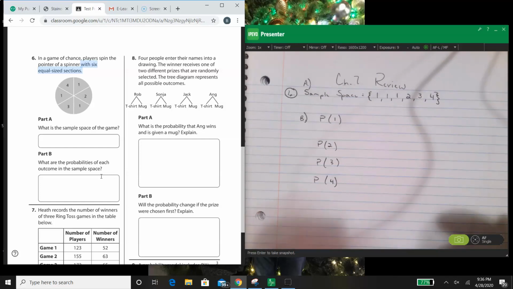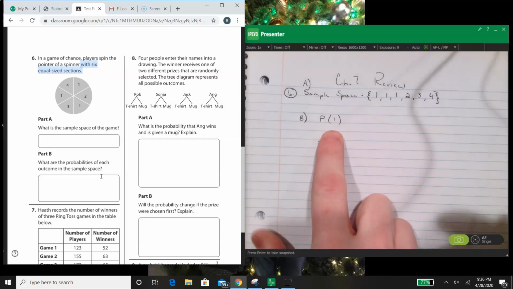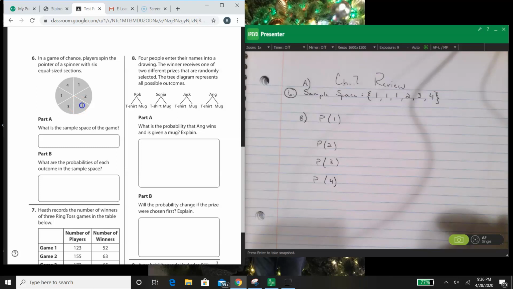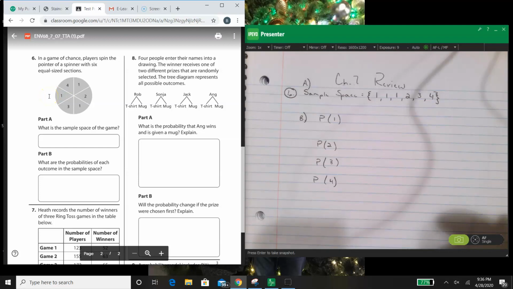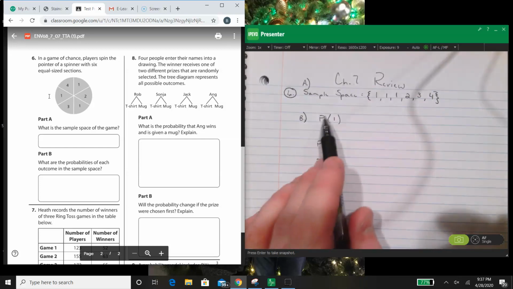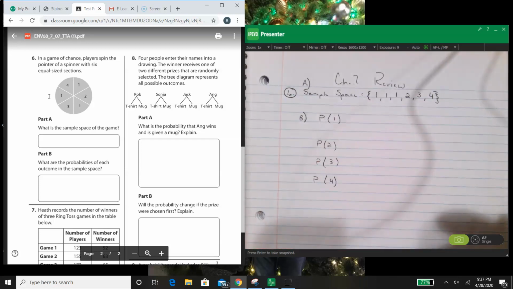The difference is, if I want the probability for a 1, it doesn't matter which one I spin on. I could spin on this top one, the bottom one, or even the one on the left-hand side. As long as I spin on a 1, I have fulfilled that probability. So in sample space, we include all the options. When finding the probability, it doesn't necessarily matter which one, no pun intended, you spin on.